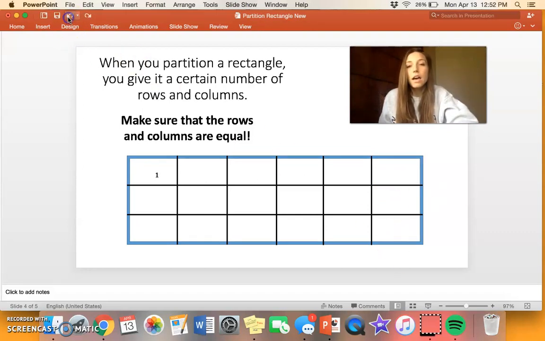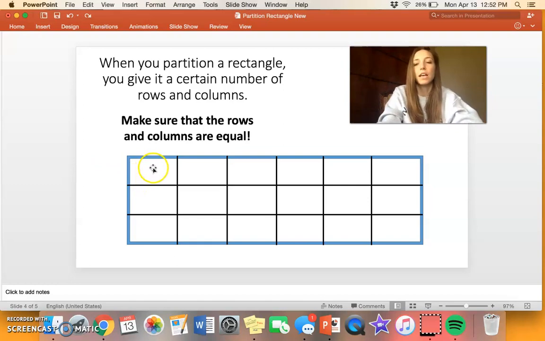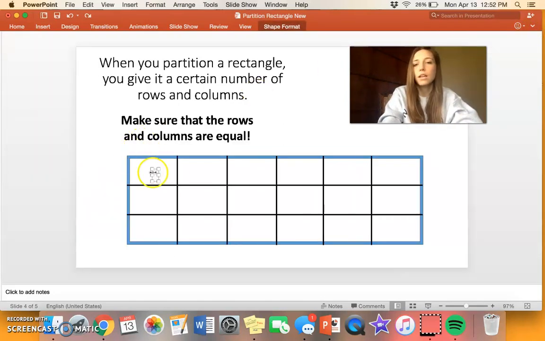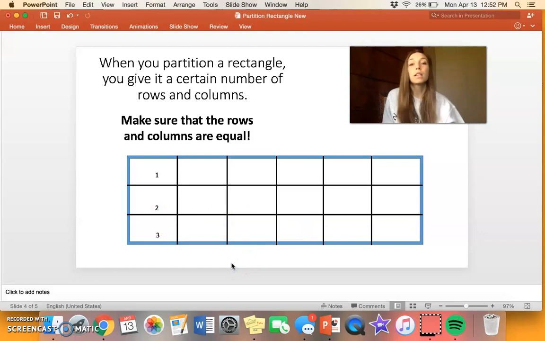Alrighty. Now I would like for you to count with me how many rows, or how many side-to-side rows, this rectangle has. Well, it has 1, 2, 3. This rectangle has 3 rows.